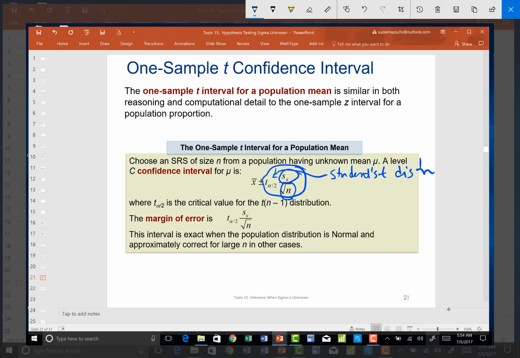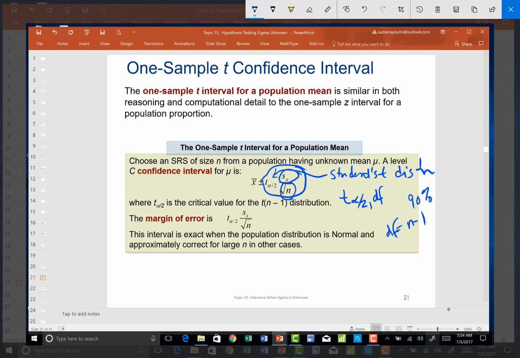And remember, to get that critical value, we need two different pieces of information. I always like to write it like this. You need to know the confidence level and the sample size to get the degrees of freedom. So in the chart, you'd have to look at 90%, but you also need to know what the degrees of freedom is, the n-1, in order to use the student t-distribution.